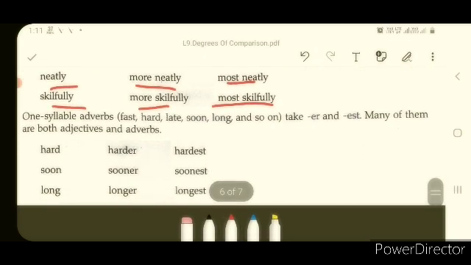Okay. One syllable adverb: fast, hard, late. Just one syllable, one pronunciation. It ends with one pronunciation, isn't it? Like fast, hard, late, soon, long, and so on. Take er and est. Many of them are both adjectives and adverb, like hard, harder, hardest. It's written clearly over here. Soon, sooner, soonest, and so on.